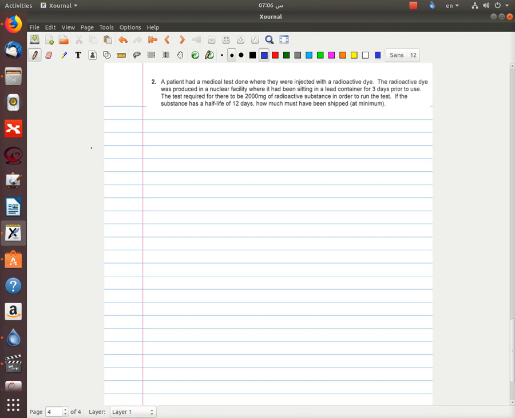Okay, now what function or what equation do we have to use? First of all, this is the solution. First of all, the function is y equal a times b to the power x.